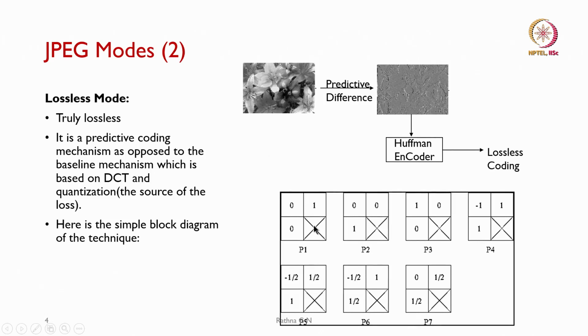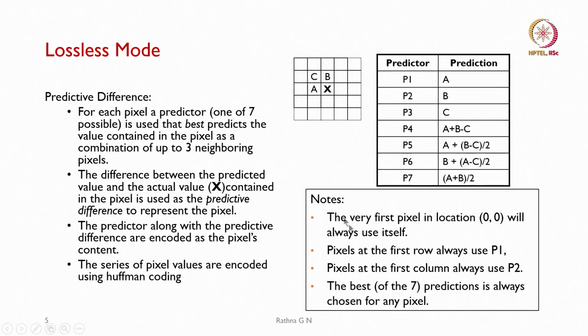Here there is an unknown parameter in P1 and the surrounding image pixels, which are 0, 0 and 1. In the P2 mode it is going to be 1, 0, 0, and so on. In P5 we have 1, minus half and then half. In the same way, in P7 we have half, 0 and then half. So, we will see how predictive coding is used. Only the difference is going to be considered in this case.